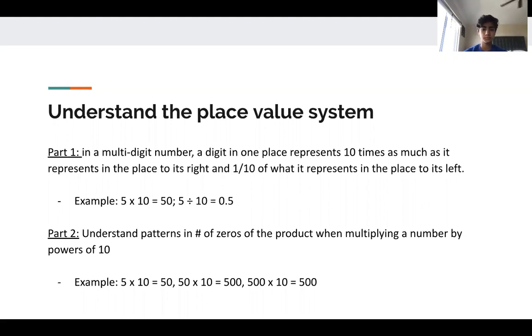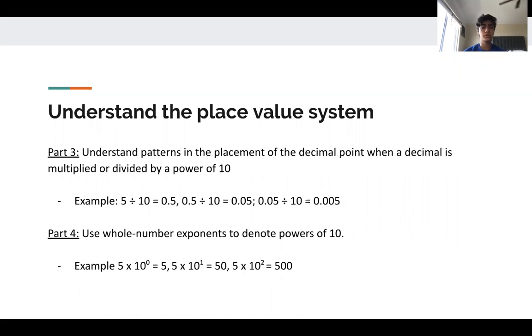Now, also, we want to understand patterns in the placement of the decimal point when a decimal is multiplied or divided by a power of 10. So in this case, let's look at dividing by a power of 10. And essentially, dividing by 10 is the same thing as multiplying by 0.1. But let's look at dividing by 10 in this case. Now, 5 divided by 10 will give you 0.5. And what that means is initially the decimal point was on 5.0, right? If you think about it, it's 5.0. But when you move the decimal point one place to the left, it becomes 0.5.